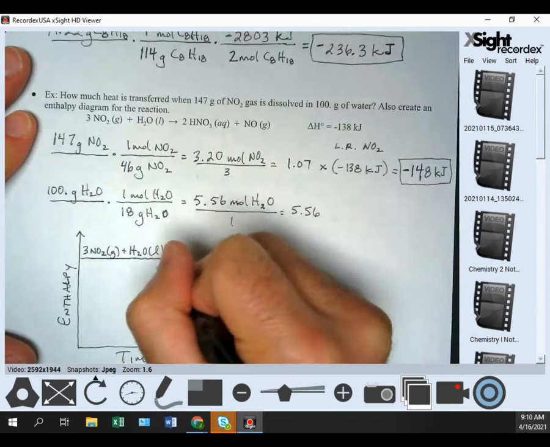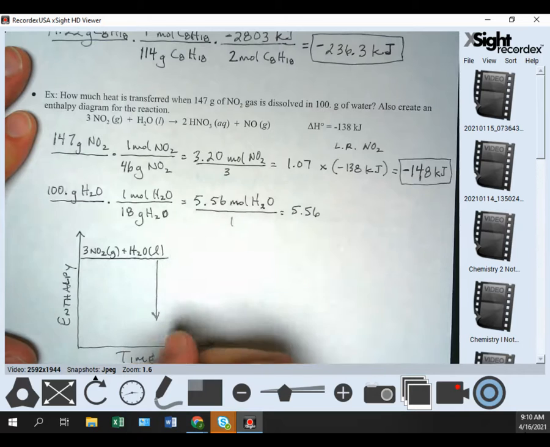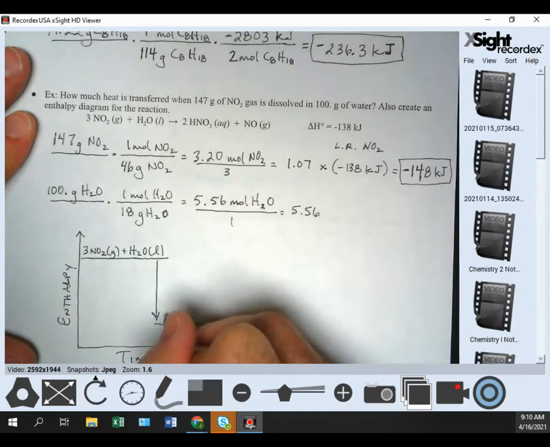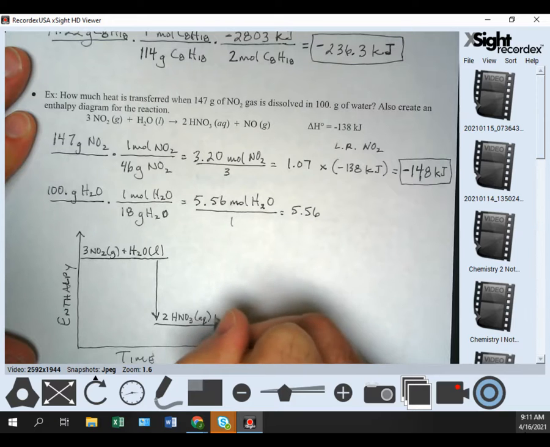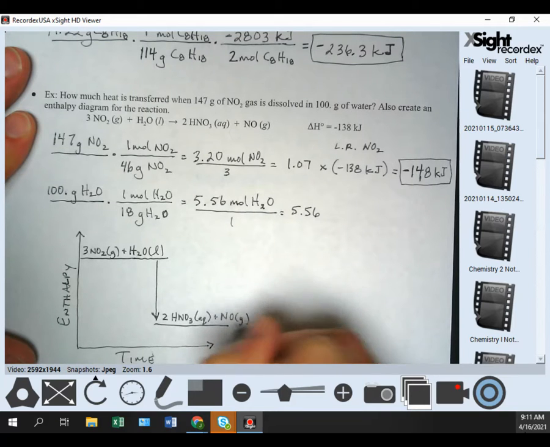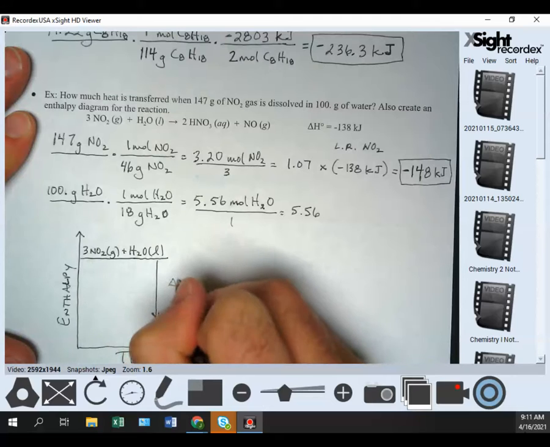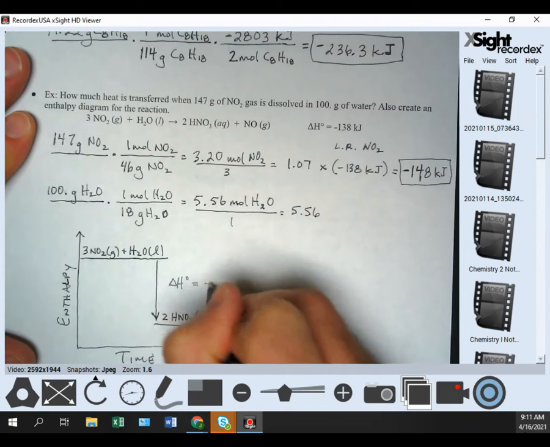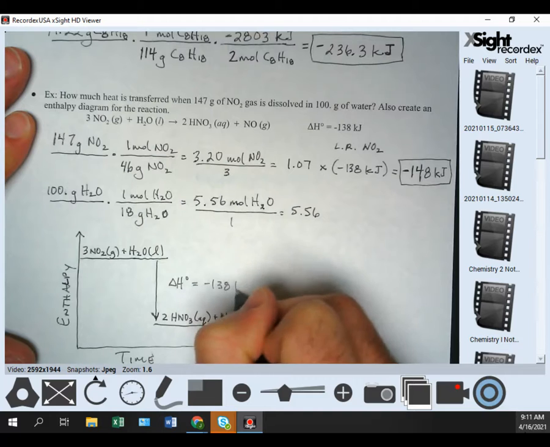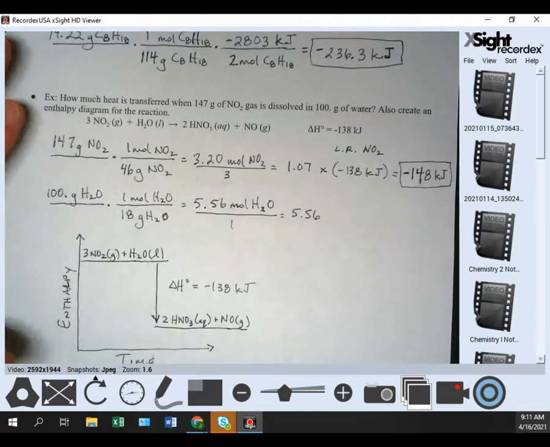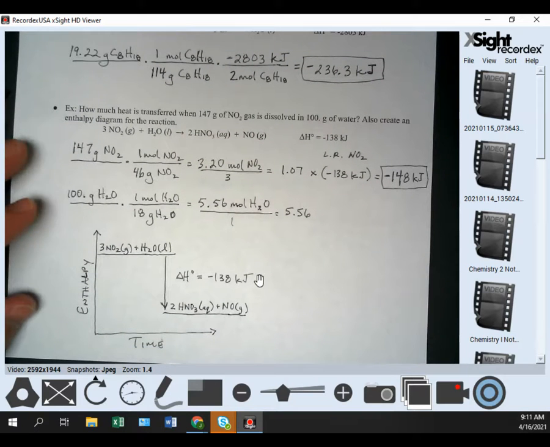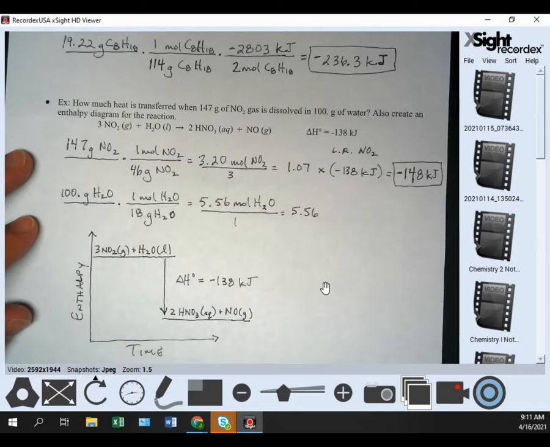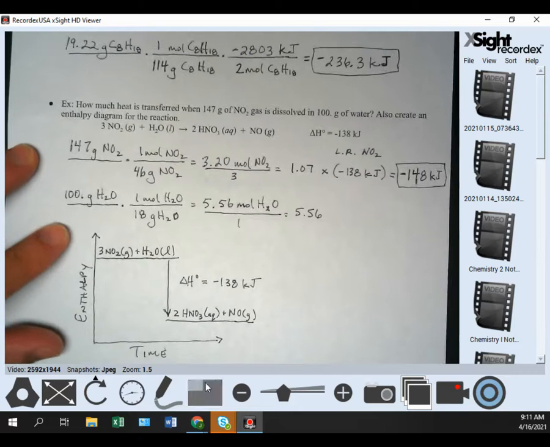Okay. And our delta H is negative 138 kilojoules. Okay, so the enthalpy diagram should look something like that. Okay. All right.